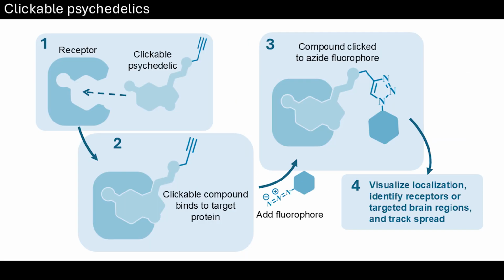We aim to make clickable psychedelics, termed clicks, with an alkyne embedded in their structure that would allow them to be labeled with a fluorophore so that we could image and visualize how these compounds move throughout the brain, which regions they target, and which receptors they interact with.